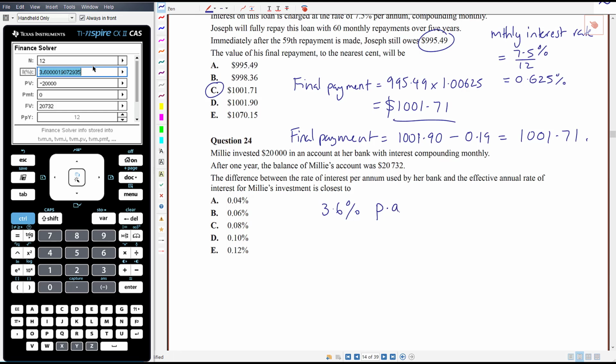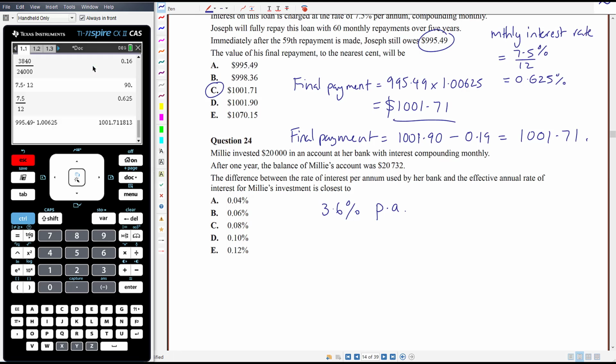Now, in practice, she doesn't actually earn 3.6% per annum. She should be earning a bit more than that because every month the interest is being calculated on a slightly bigger amount. So that's what the effective interest rate is. In practice, how much interest did she actually earn over the course of 1 year? So what we want to know is, if you have a 3.6% interest rate with monthly compounding periods, what does that work out as an effective interest rate?